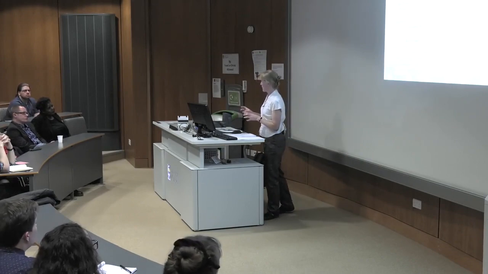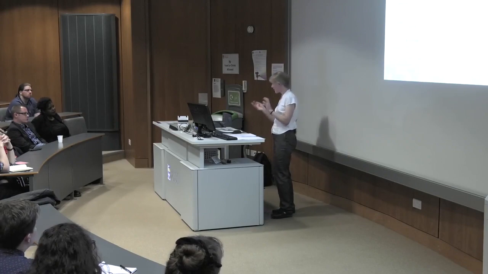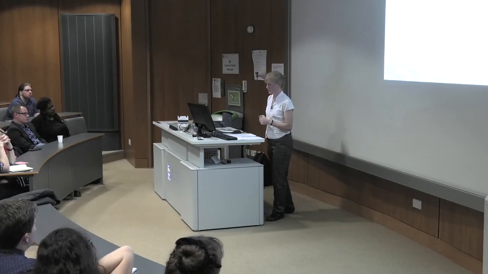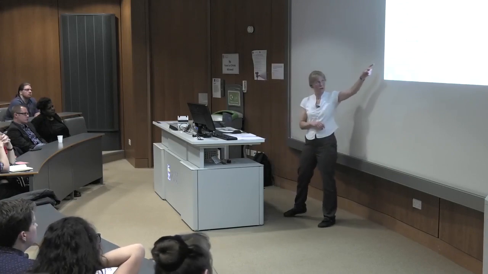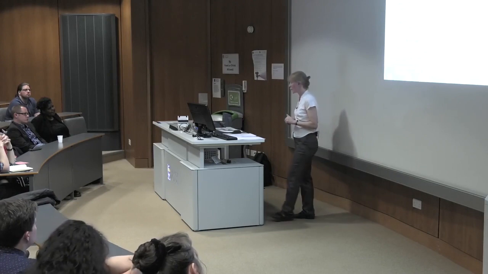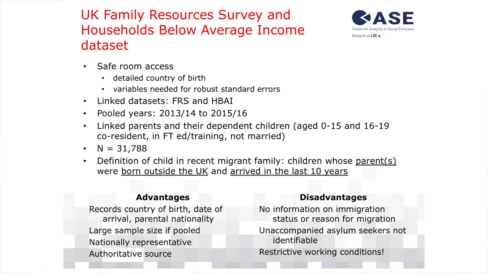It's also the case that some of these parents will have subsequently acquired British nationality. So nationality and country of birth don't go exactly hand in hand, of course. So the advantages of this approach is that we get these additional records, which are very useful for analysing the circumstances of migrants. If we pool across 3 years, which is our approach here, we get a sufficient sample size to analyse. And again, because it's government data, we're getting the authoritativeness that goes along with that.